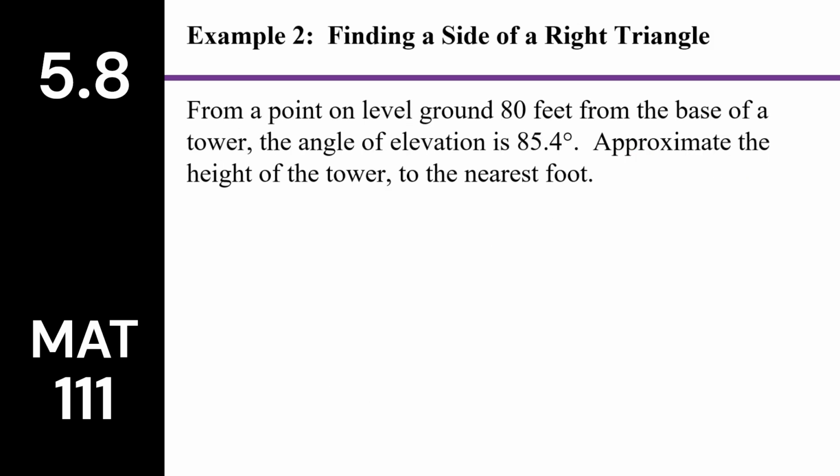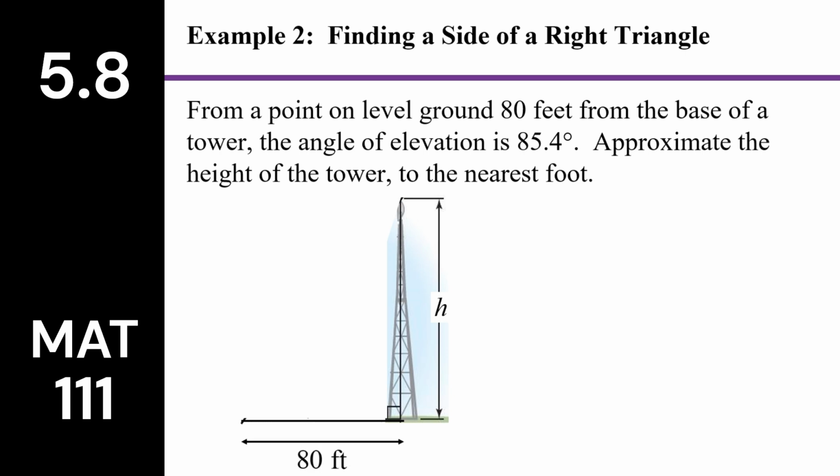This example is an application problem. From a point on level ground 80 feet from the base of a tower, the angle of elevation is 85.4 degrees. We want to approximate the height of the tower to the nearest foot. So we can make a sketch of the tower and label its height h. It says that the point is 80 feet away and that the angle of elevation is 85.4 degrees.